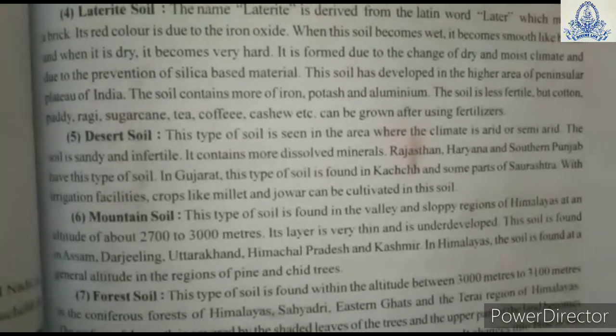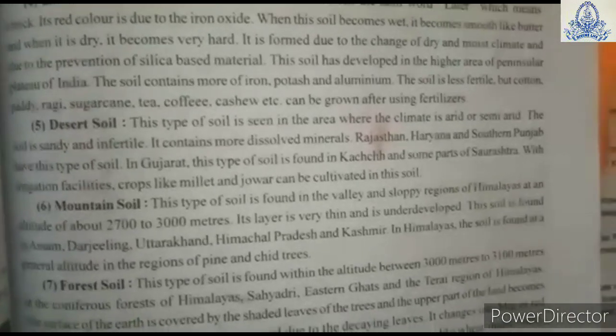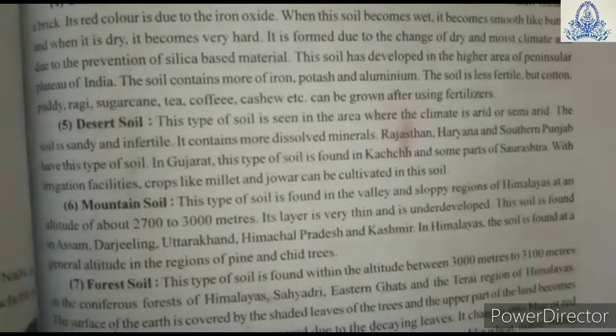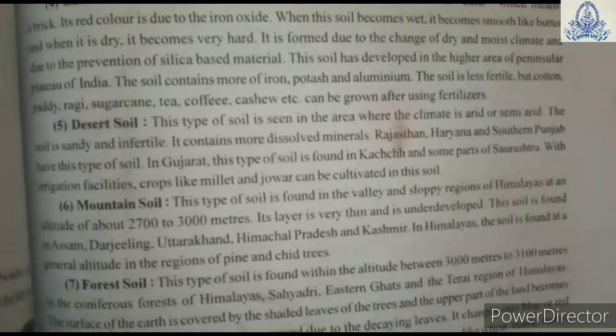Now the last, desert soil. This is less fertile. Rajasthan, Haryana, southern Punjab have this type of soil. Crops like millet and jowar can be cultivated in this soil. In Gujarat we can find this soil in Kutch.